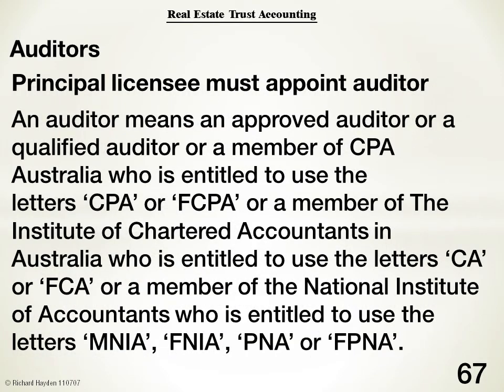Principal licensee must appoint auditor. An auditor means an approved auditor or a qualified auditor or a member of CPA Australia, who is entitled to use the letters CPA or FCPA, or a member of the Institute of Chartered Accountants in Australia, who is entitled to use the letters CA or FCA, or a member of the National Institute of Accountants, who is entitled to use the letters MNIA, FNIA, PNA or FPNA.